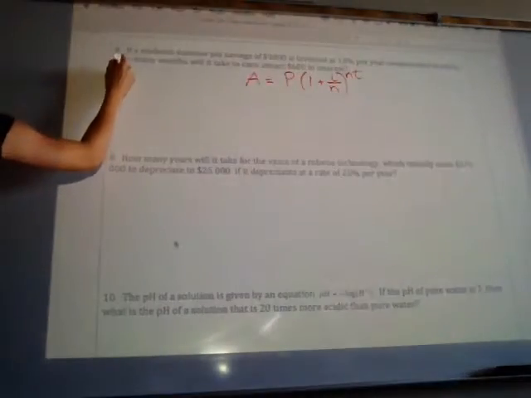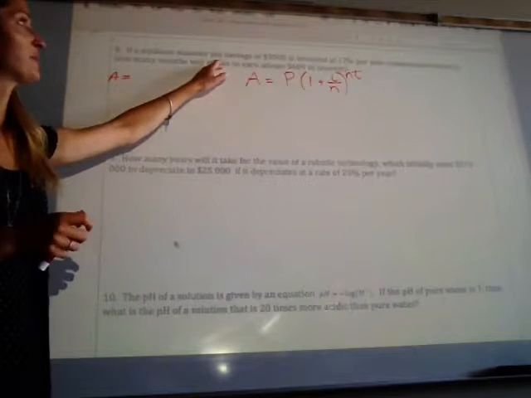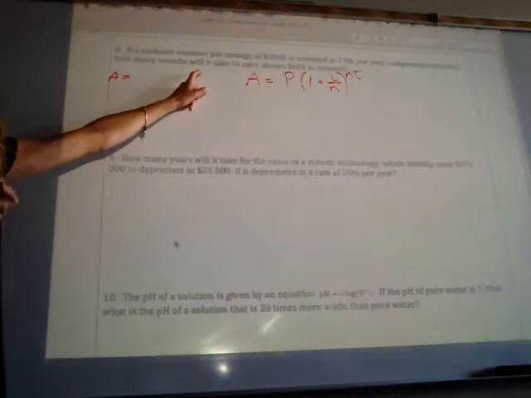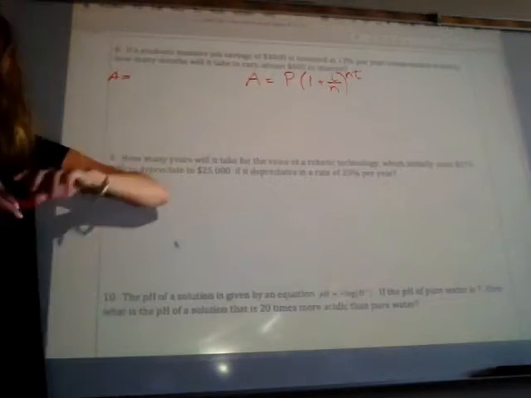So let's write out what we know. Our amount goes to what? 3,000? No, that's what I'm looking for. Let's read through the question again. 600? No, he's earning money. He's investing. A is known, but it's hidden. If a student's summer job savings of $3,000 is invested, how many months will it take for him to earn at least $600 in interest? Oh, so 3,600. Exactly, you have to add this 600 to the 3,000.